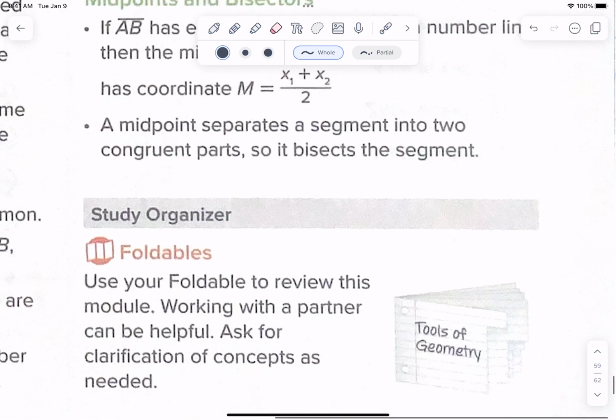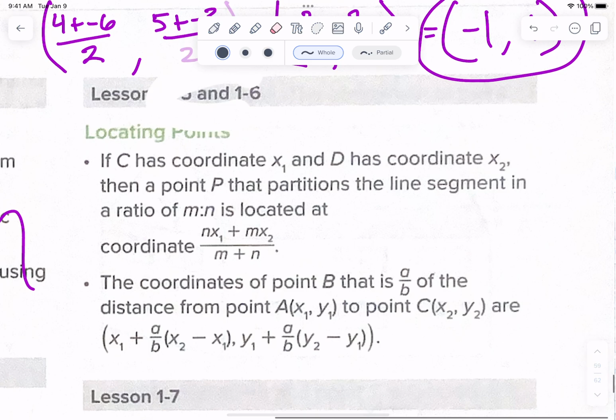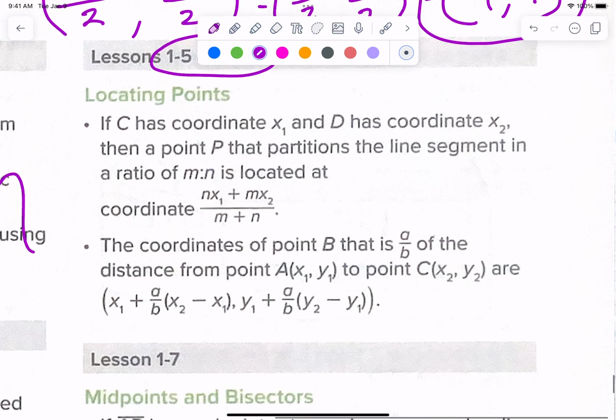Let's go up to the top here. 1.5 and 1.6. That's probably going to be the hardest section on the test, because this is where you find the point that's a third of the distance, or find the point that has the ratio of 1 to 4. We're going to do a lot of those on whiteboards tomorrow. That's going to be the most that we spend whiteboards on, this section. So those are going to be a little bit harder.